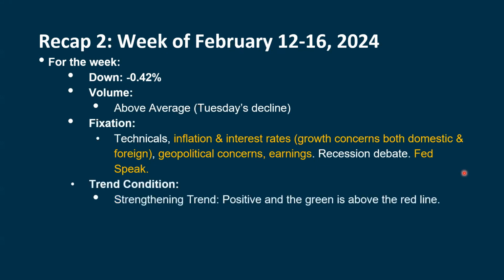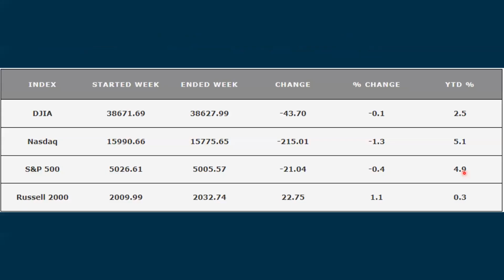Our trend is still strong in the fact that the ADX is above the moving average and the moving average is above 20 on the weekly chart. We're still positive. Even with the down week, the green line is coming down, but the green line is still on top. So we would default to positive there.